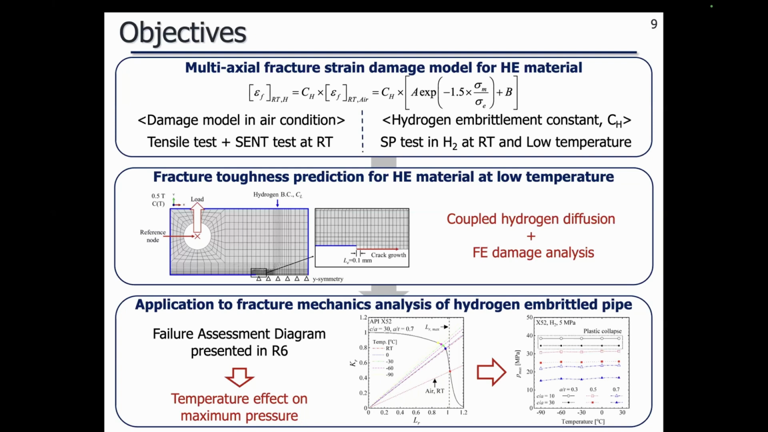Then to simulate the behavior of hydrogen embrittled material, the CH was determined by using the SP test data in hydrogen and low temperature. Then to predict the fracture toughness for the hydrogen embrittled materials at low temperature, the coupled FE hydrogen diffusion analysis and damage analysis was performed. And finally, the effect of temperature on the fracture of API X52 at low temperature was analyzed using the FAD method.